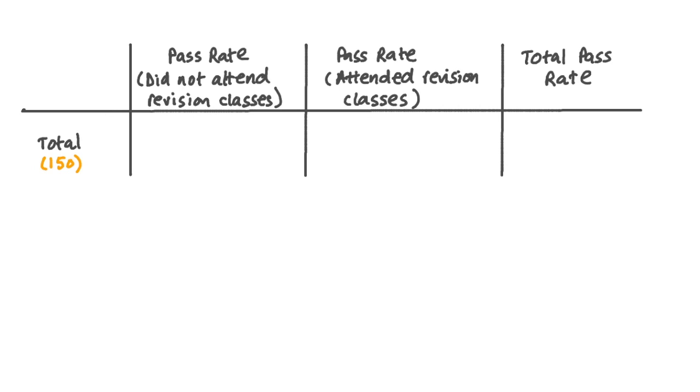There were 150 students taking the exam that year, and the revision classes were optional, so only those who felt they needed to attend did so. 75 students attended the classes, and of those, 60 passed the exam. That's a success rate of 80%. 75 students didn't attend the classes, and of those, 56 passed the exam. That's a success rate of 74.7%.